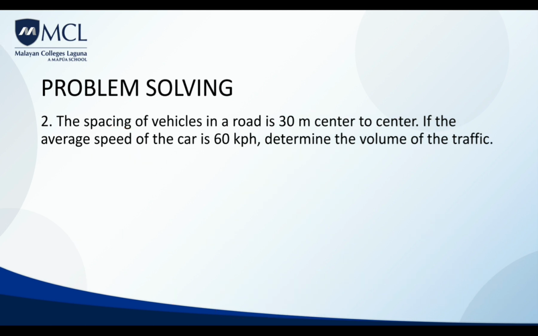Next, number 2. The spacing of vehicles in a road is 30 meters center to center. If the average speed of the car is 60 kph, determine the volume of the traffic. So guys, it's the same, only the givens are different. We are asked to find the volume or the flow of the traffic. So again, we will use the formula mu s times k. Where does that come from? From the formula that mu s is equal to q over k.